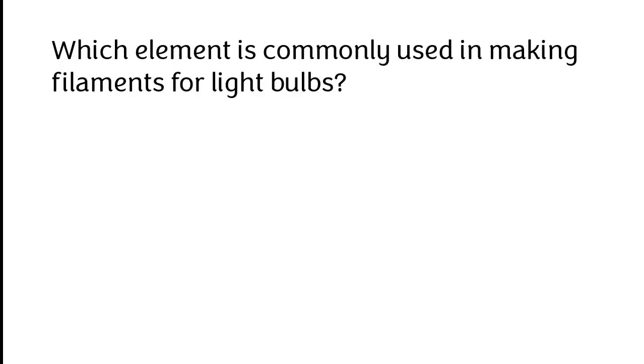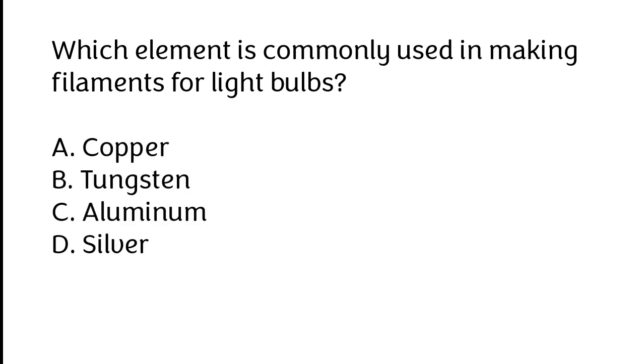Which element is commonly used in making filaments for light bulbs? Copper, tungsten, aluminium, silver. The correct answer is option B, tungsten.